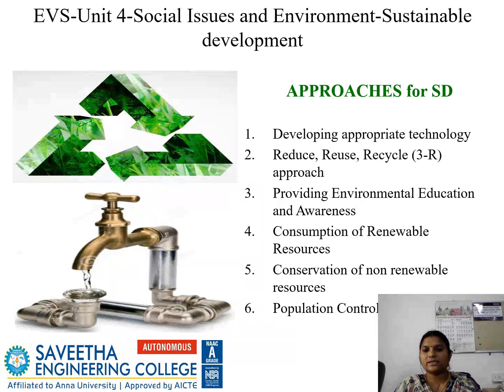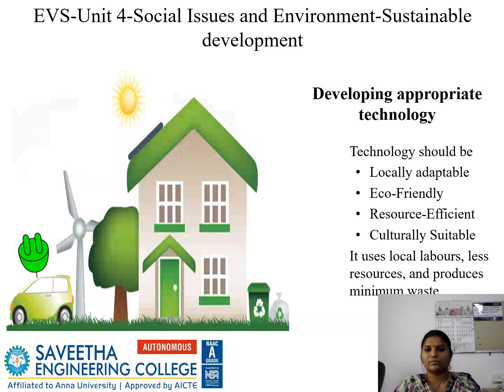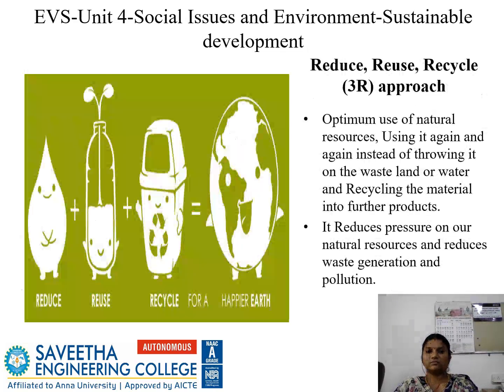In order to build sustainable development, the following approaches or methods are proposed: developing appropriate technology, the 3R principle, that is reduce, reuse and recycle, providing environmental education and awareness, consumption of renewable resources and conservation of non-renewable resources, and population control. Appropriate technology is one which is locally adaptable, eco-friendly, resource efficient, culturally suitable, and it uses local labor, fewer resources and produces minimum waste.